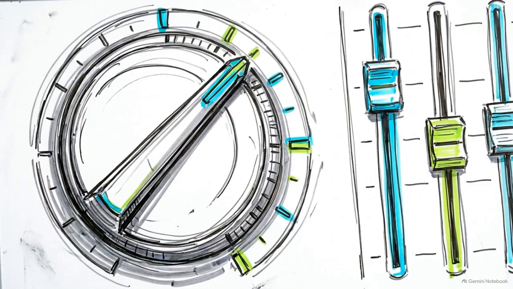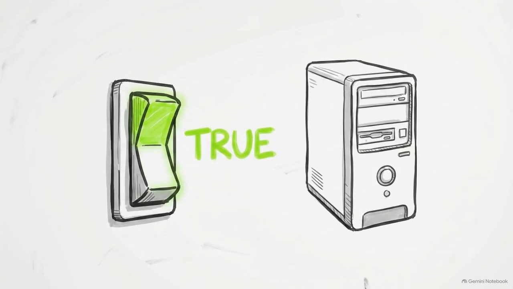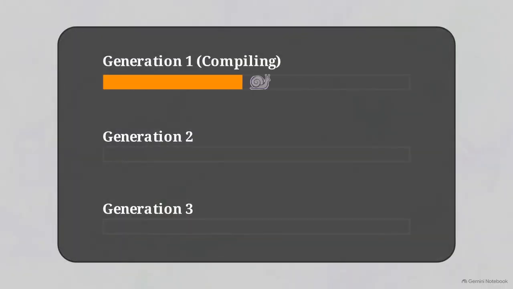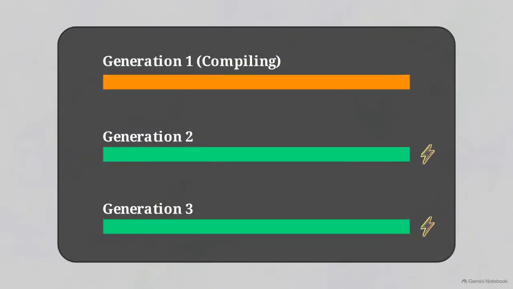With the nodes wired, we set the values. Let's start with the compilation parameters in Sage Attention. Set Allow Compile to True if you are working locally on your machine. The first generation runs slower while compiling, but the subsequent runs will be much faster.